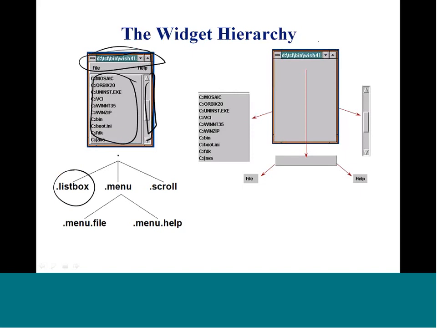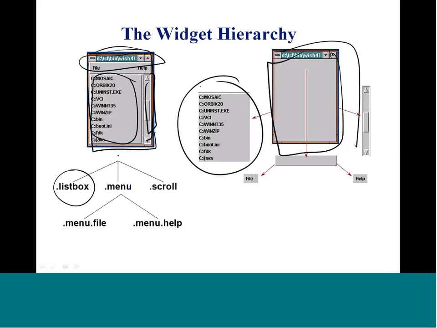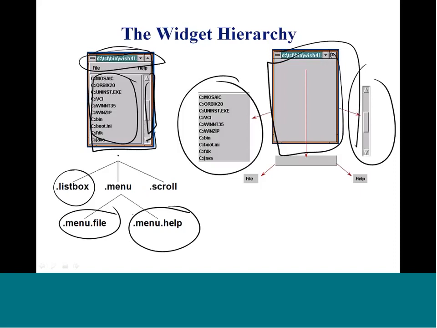So the widget, it's this empty box as one, that's the list box. Then you have the menu item, and then the scroll bar. Under the menu itself, we can have a menu file and a menu help. You will see how we can do these things. Those are file and help. So this entire thing becomes a menu.